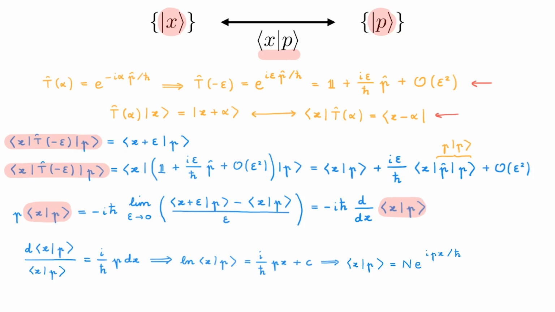The N in this expression is simply the transformation of the integration constant c when we exponentiated both sides of the equation. After quite a few steps, we have finally reached the conclusion that the overlap matrix between x and p is proportional to e to the i px over ħ, and all we have left to do now is to determine the proportionality constant, N.